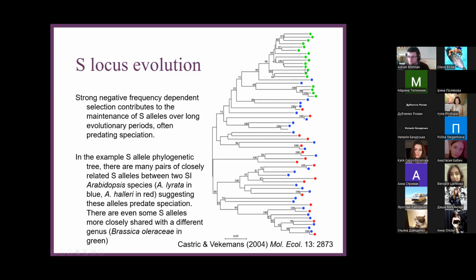Up here, we've got a species in a different genus, Brassica versus Arabidopsis. Even here, there's some S allele sharing, showing that some S alleles are even older than the genus. So very, very ancient S alleles are being maintained over evolutionary time here.